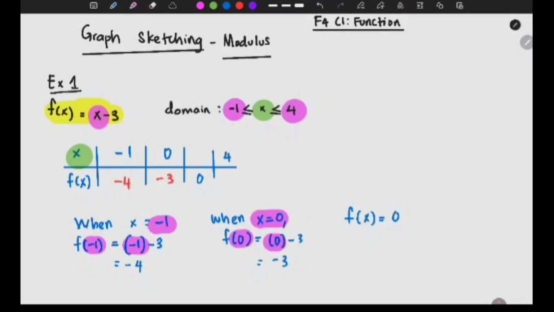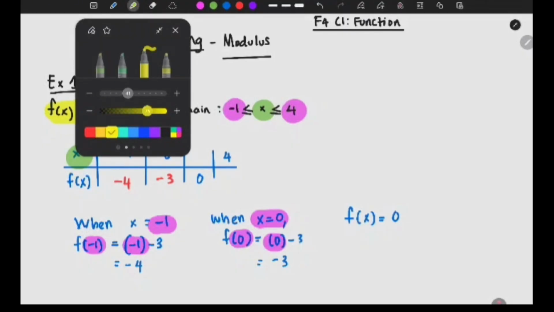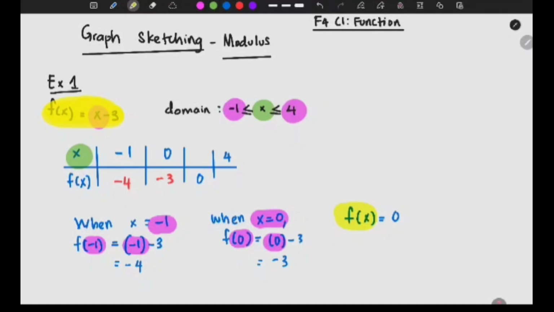So what is your f(x)? I think we got it. There, this is your f(x), x minus 3. So key in x minus 3, and this equals 0. Find your x. -3, bring that to the other side, becomes +3. And you got your answer, your x is 3.